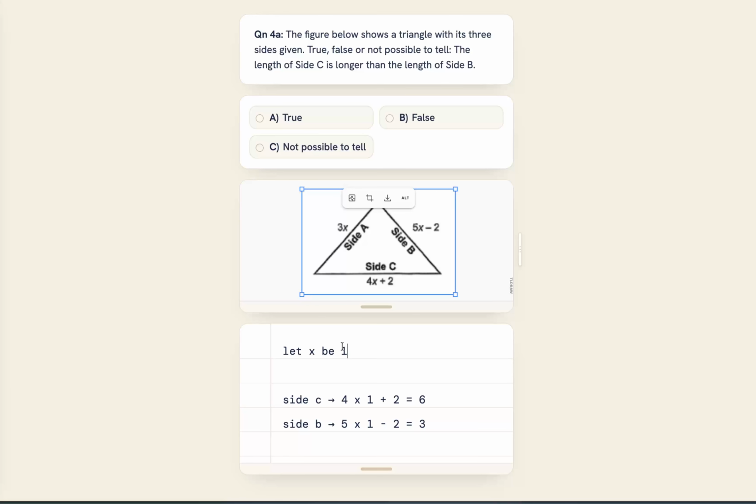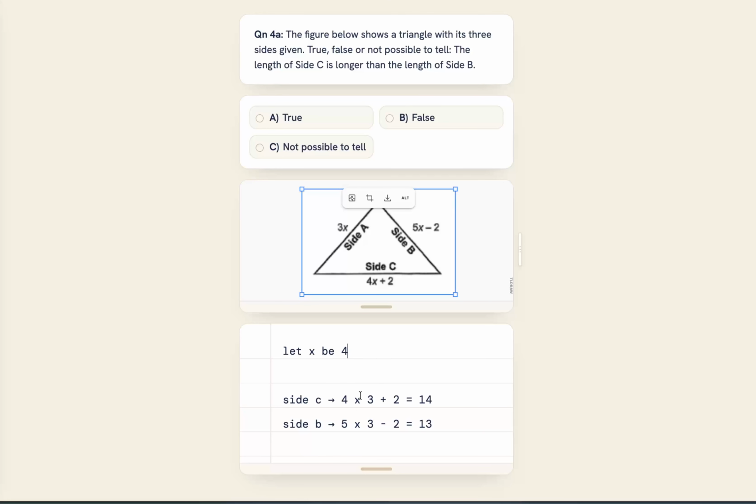Now we can just swap in a different number. If we use 2, 4 times 2 plus 2 is equal to 10. 5 times 2 minus 2 is equal to 8. Still okay. Let's move to 3. 4 times 3 plus 2 is 14. 5 times 3 minus 2 is 13. Okay, side C is still a bit longer.